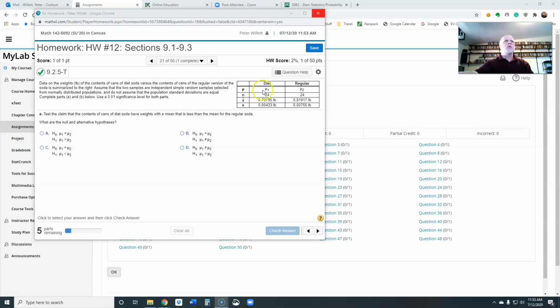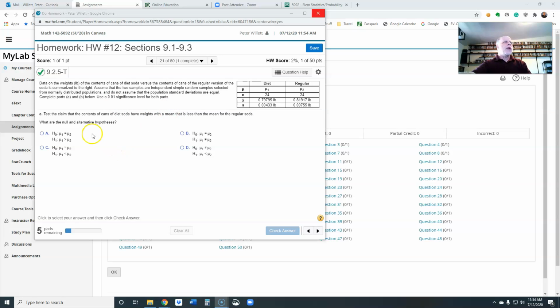We can see that it shows the mean value from sample 1, which is x bar, the standard deviation from sample 1 and from sample 2, that there were 24 cans in each of the samples, and that this is a test about the mean value of the populations of these two groups. It says, do not assume that the population standard deviations are equal. So we're going to work with the standard deviations from the samples. And it says complete parts A and B below and use a 0.01 significance level for both parts.